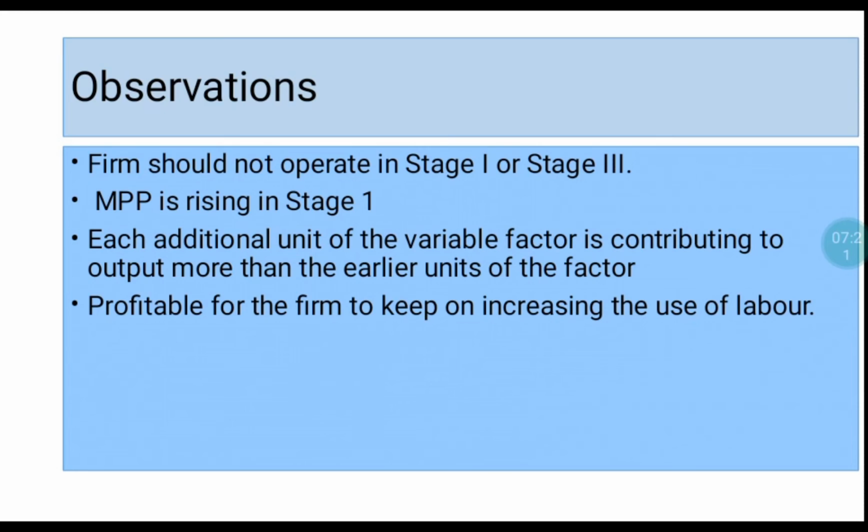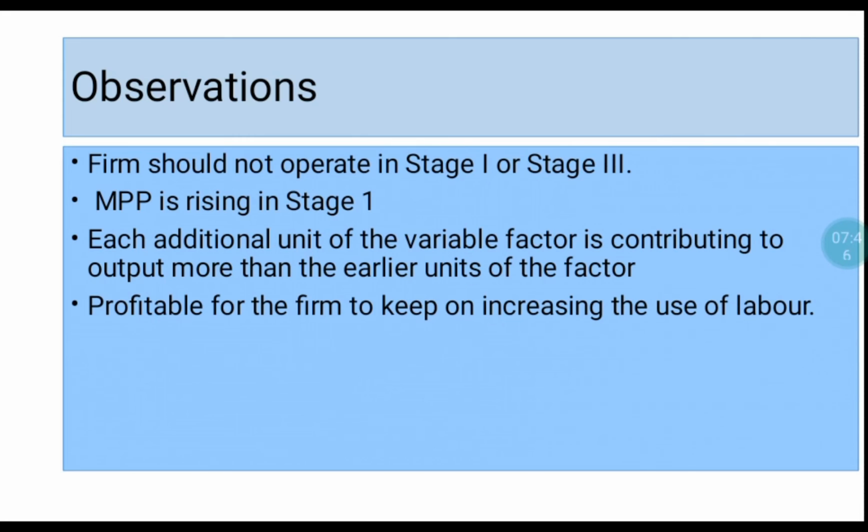Now, what are the observations that we deduce from the foregoing? The first observation is that a firm should not operate in stage 1, nor in stage 3. So both stage 1 and stage 3 are not ideal if you're operating as a firm. You don't need to operate in these two stages.